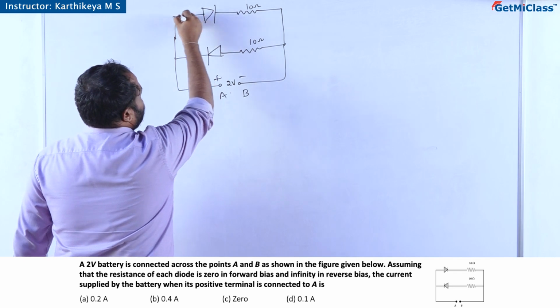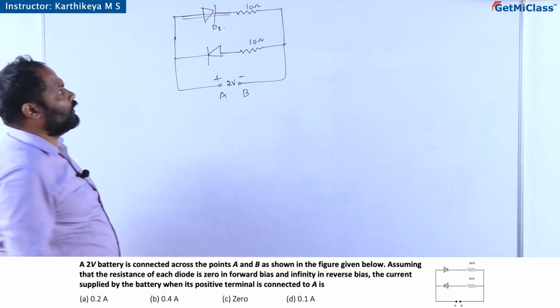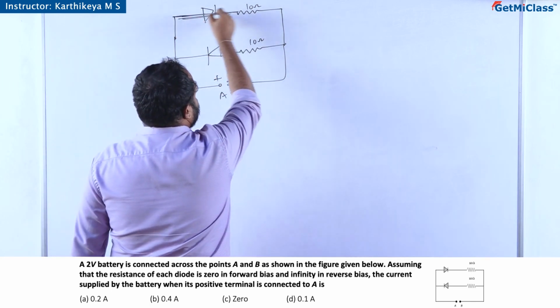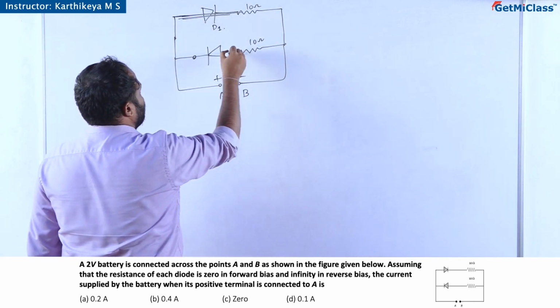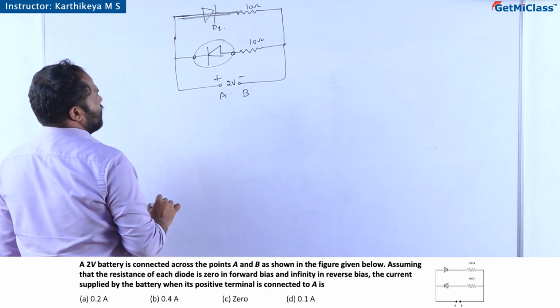This diode, D1 if I name it, is in forward bias condition and it acts as a short. This will open up the circuit, as it is in reverse bias.